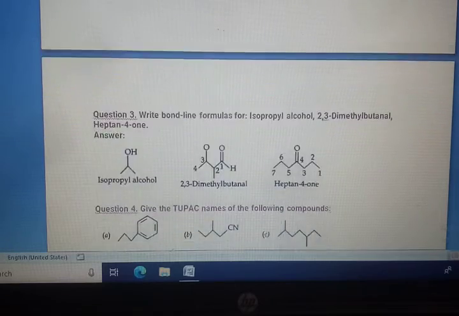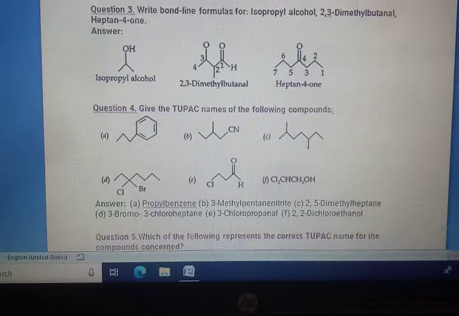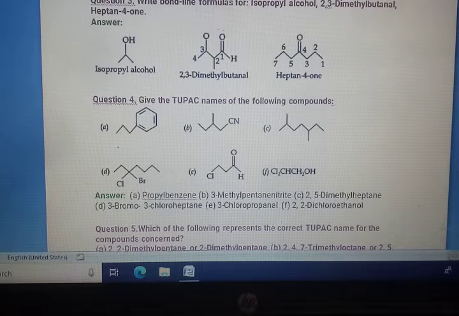Question number 3 is: write the bond line formula for isopropyl alcohol, 2,3-dimethylbutanol and heptan-4-one. What you have to do is just draw the structure. Isopropyl, iso means, as you know very well, one branched carbon atom, and isopropyl alcohol has an OH functional group. So 3 carbon atoms are there, and in the 3 carbon atoms there is one branch, and in that branch the alcohol group is there, right? So this is the isopropyl alcohol structure, then the 2,3-dimethylbutanol structure, and the heptan-4-one structure.